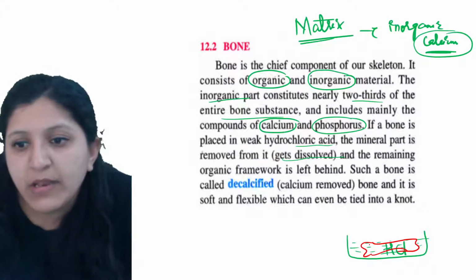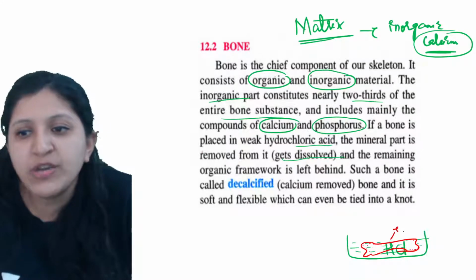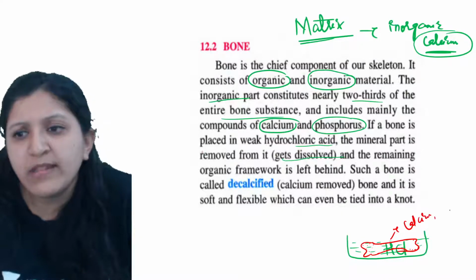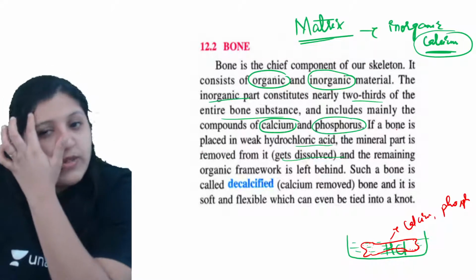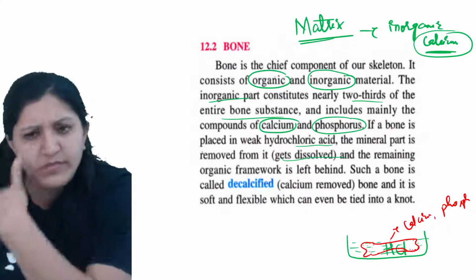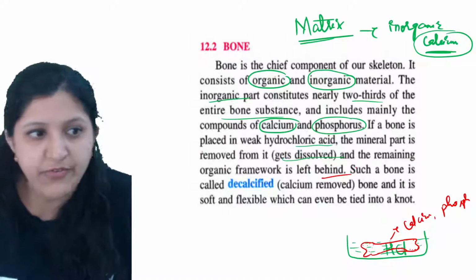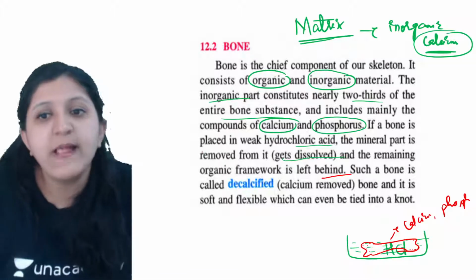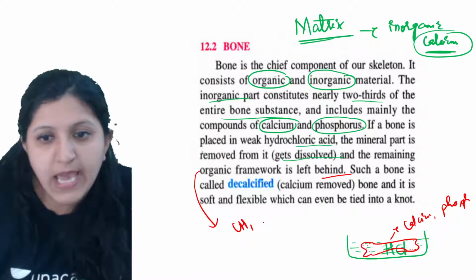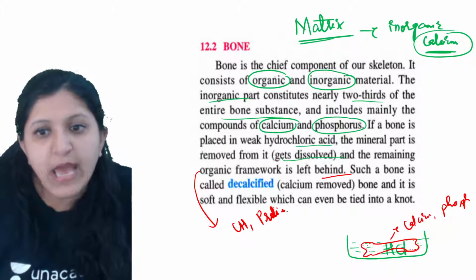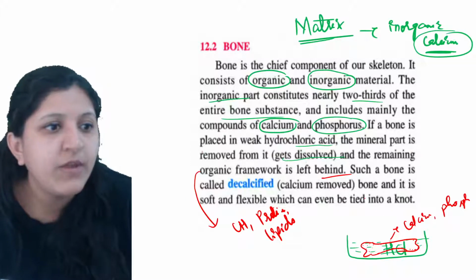So what will happen? The mineral part, mainly the calcium and the phosphorus, are going to get dissolved, and the remaining organic framework is left behind. The organic framework is basically carbohydrates, proteins, and lipids. These can be there, but the mineral part is completely gone.